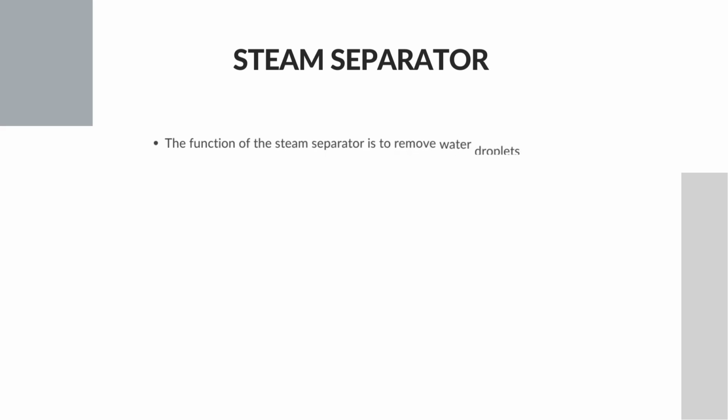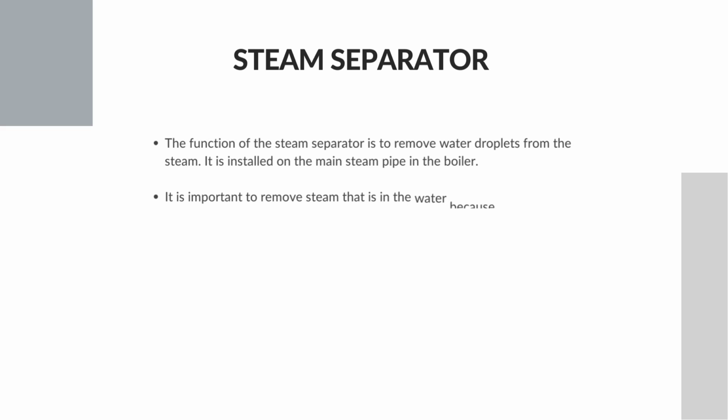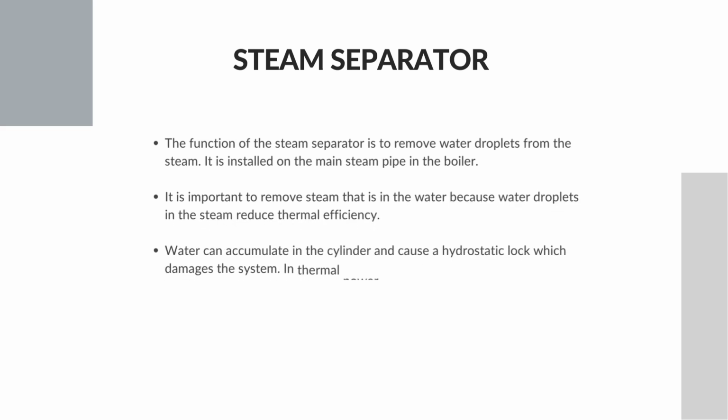In turbines, the use of wet steam is unviable. Therefore, a steam separator, also known as a moisture separator, is used. The function of a steam separator is to remove water droplets from the steam. It is installed on the main steam pipe in the boiler.